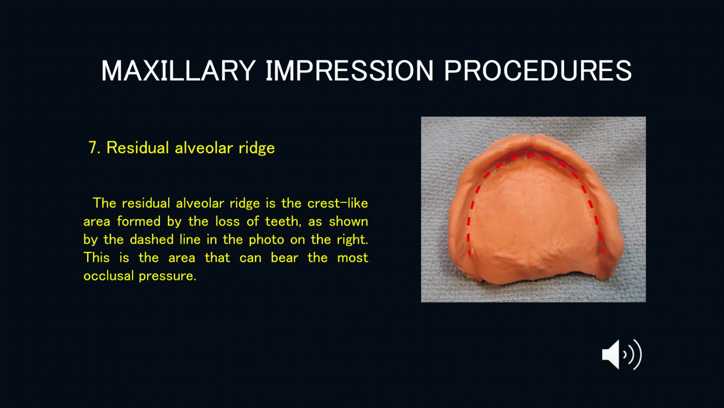Seven. Residual alveolar ridge. The residual alveolar ridge is the crest-like area formed by the loss of teeth, as shown by the dashed line in the photo on the right. This is the area that can bear the most occlusal pressure.